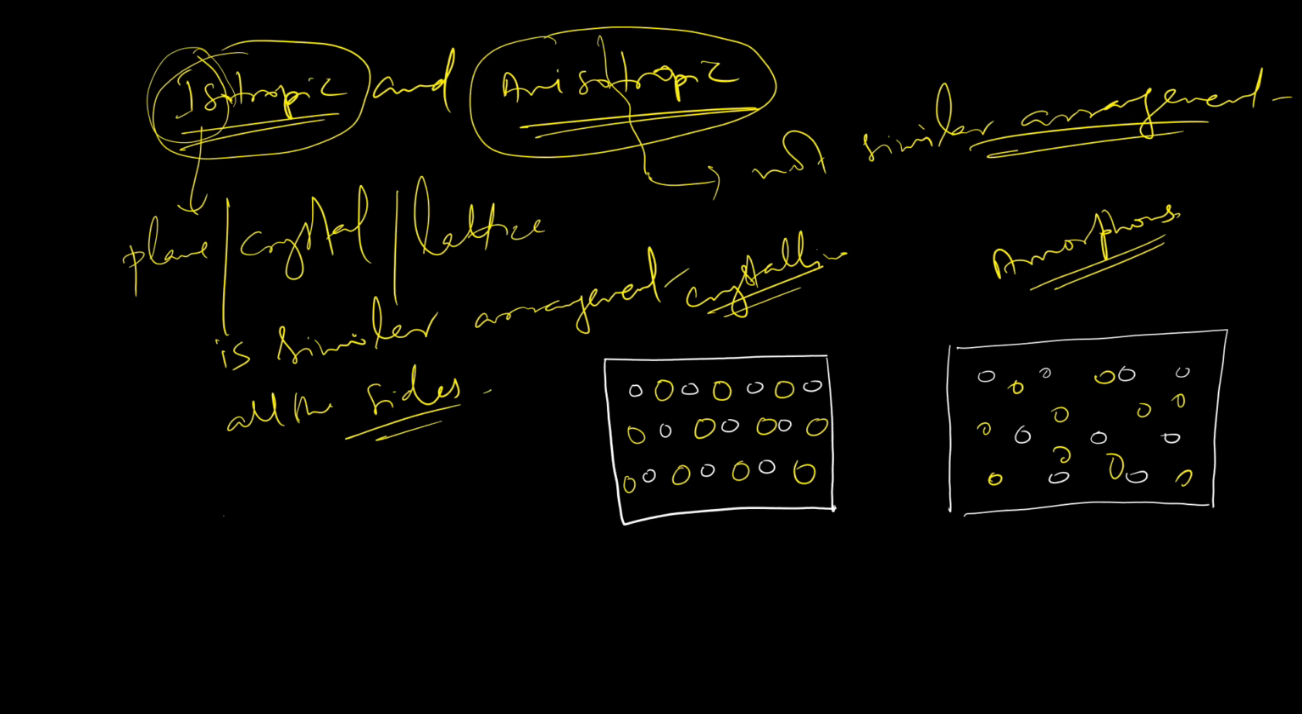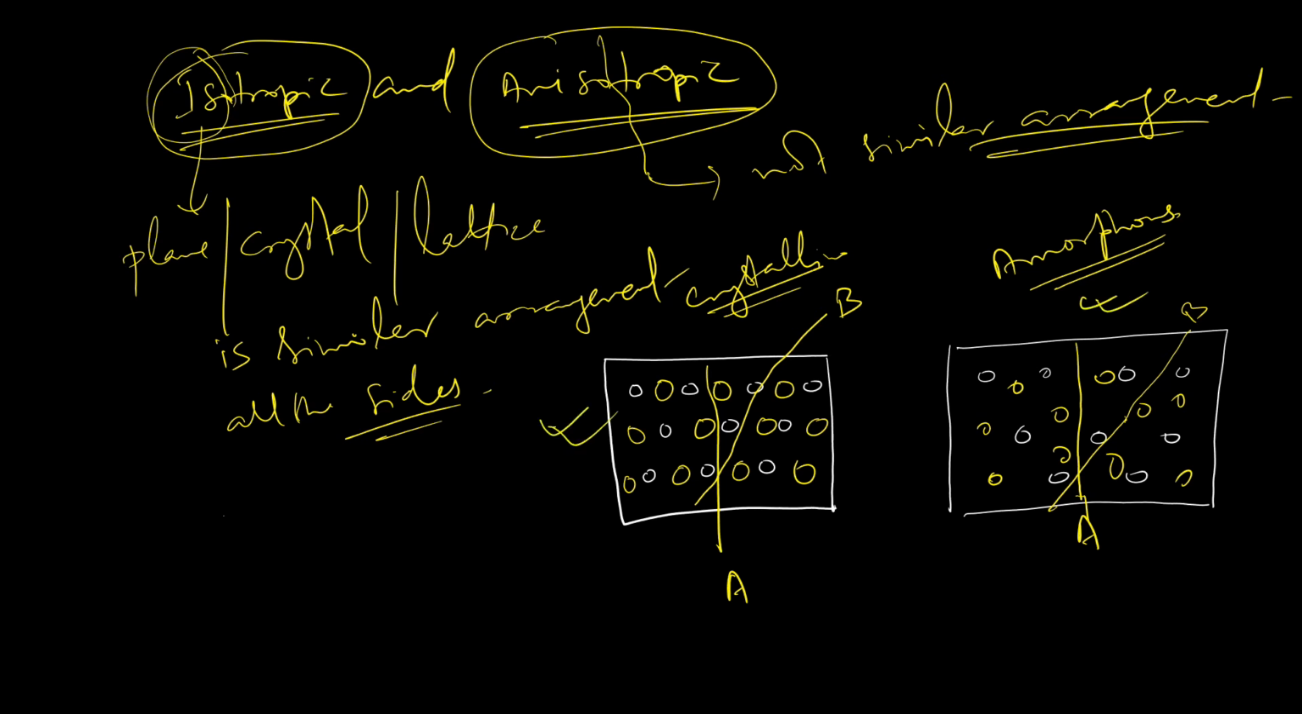Now we'll draw two lines. One line is here, line A, and one line we will draw like this, line B. A similar line A we will draw here, and a similar line B here. Correct? Now you just see the difference. This one is for crystalline and this one is for amorphous.